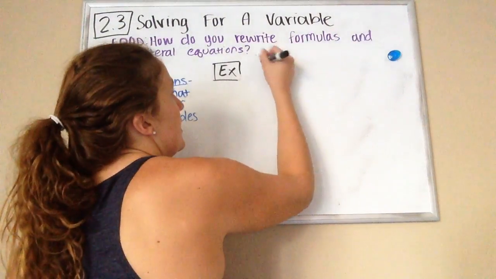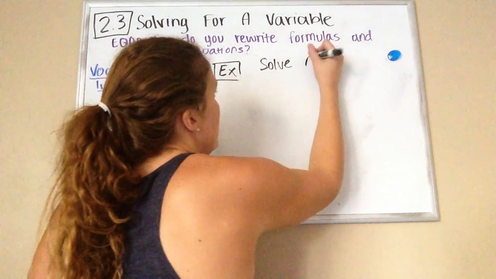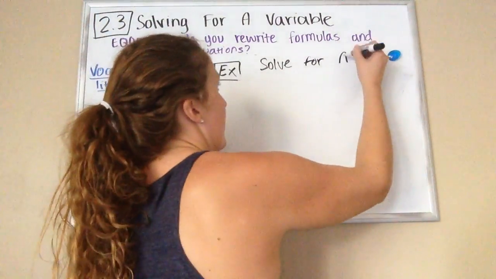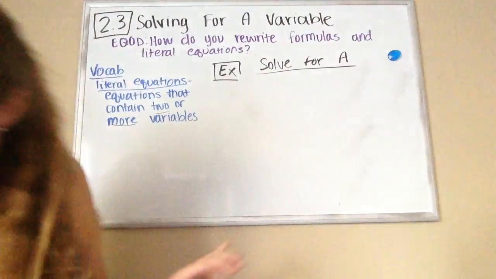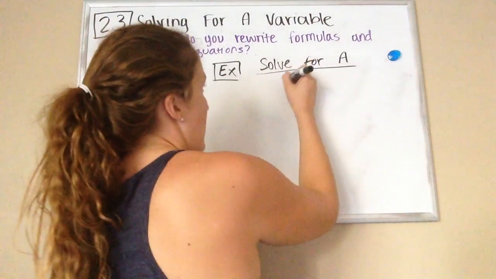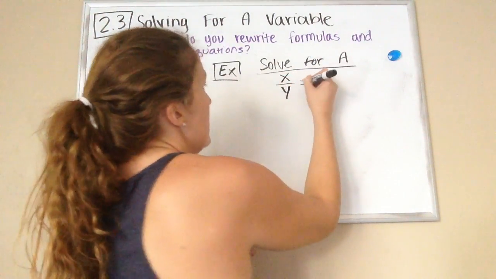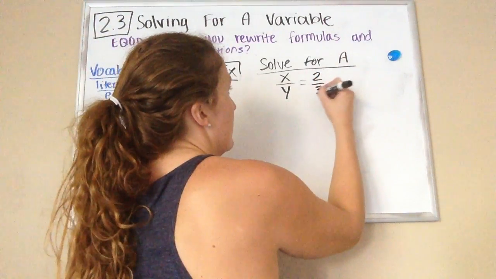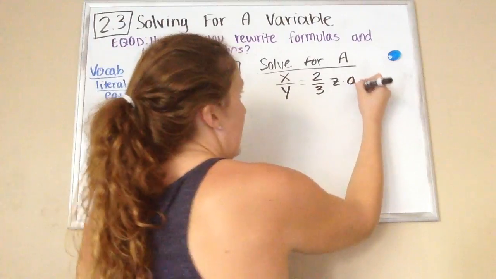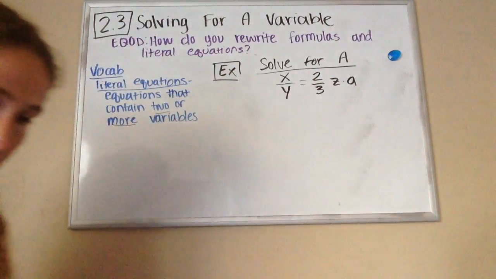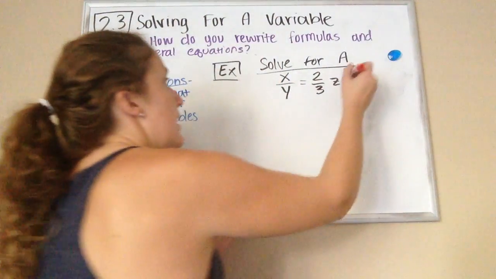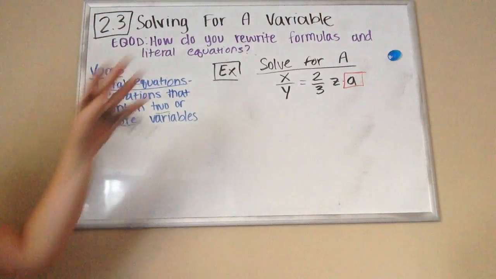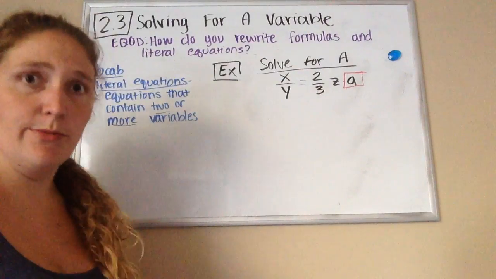So we've got solve for A. So we are solving for A. Okay. And it's x divided by y is equal to 2/3 z times A. And we want to get that A by itself. So I'm going to put that red box around the A again. Just something I like to do. Helps me out. We got to figure out, what do we do with that 2/3? What do we do with that z?